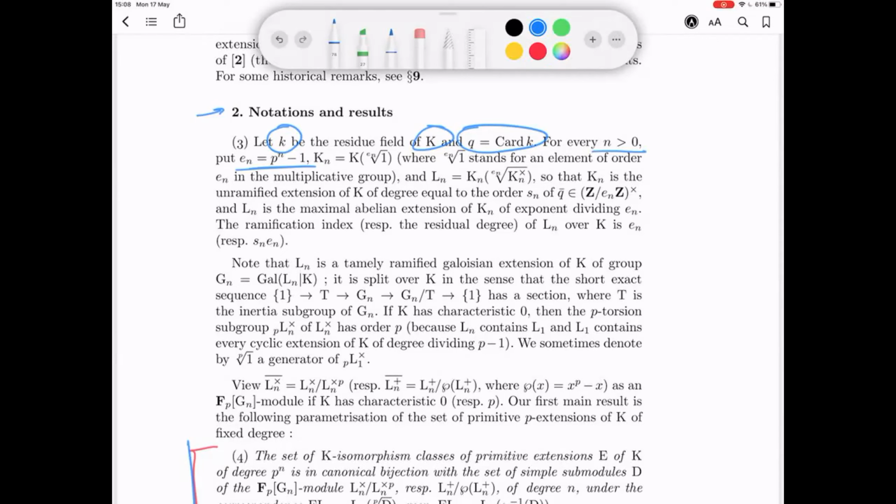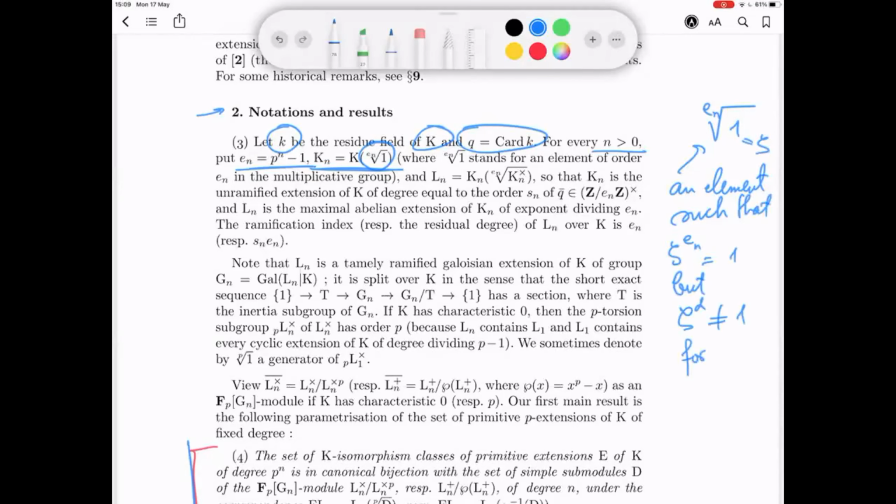And K_n is the extension of K obtained by adjoining a primitive e_nth root of unity. What is that? This denotes an element zeta such that zeta to the power e_n is equal to 1, but zeta to the power d is different from 1 for every divisor d of e_n. That's what it means to be primitive.